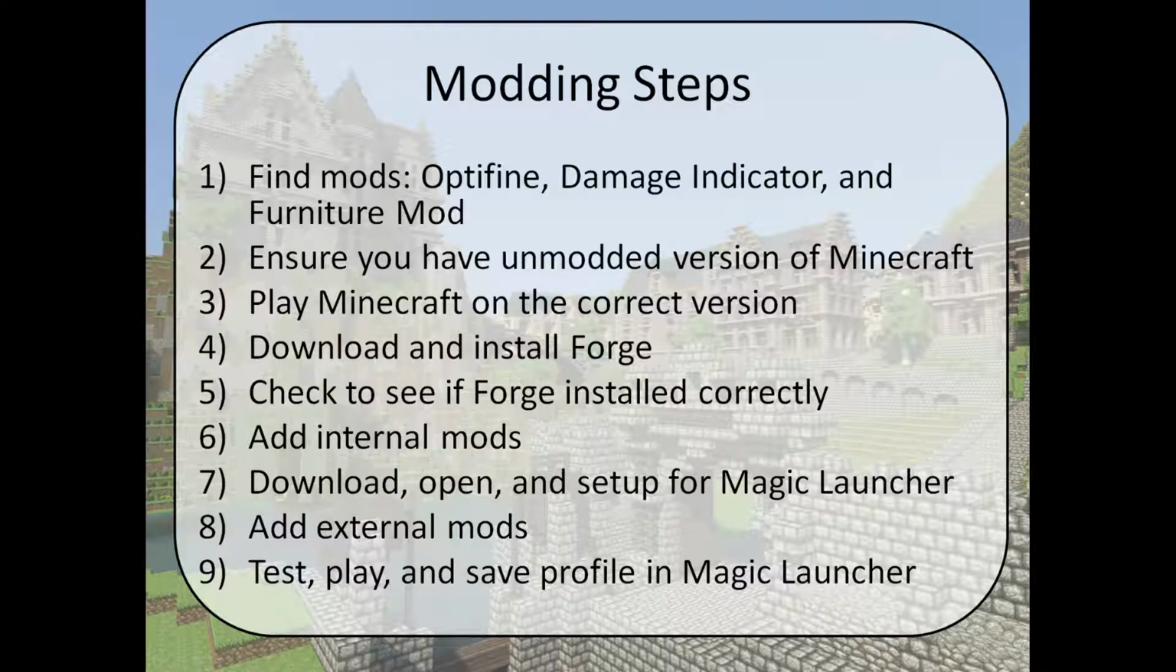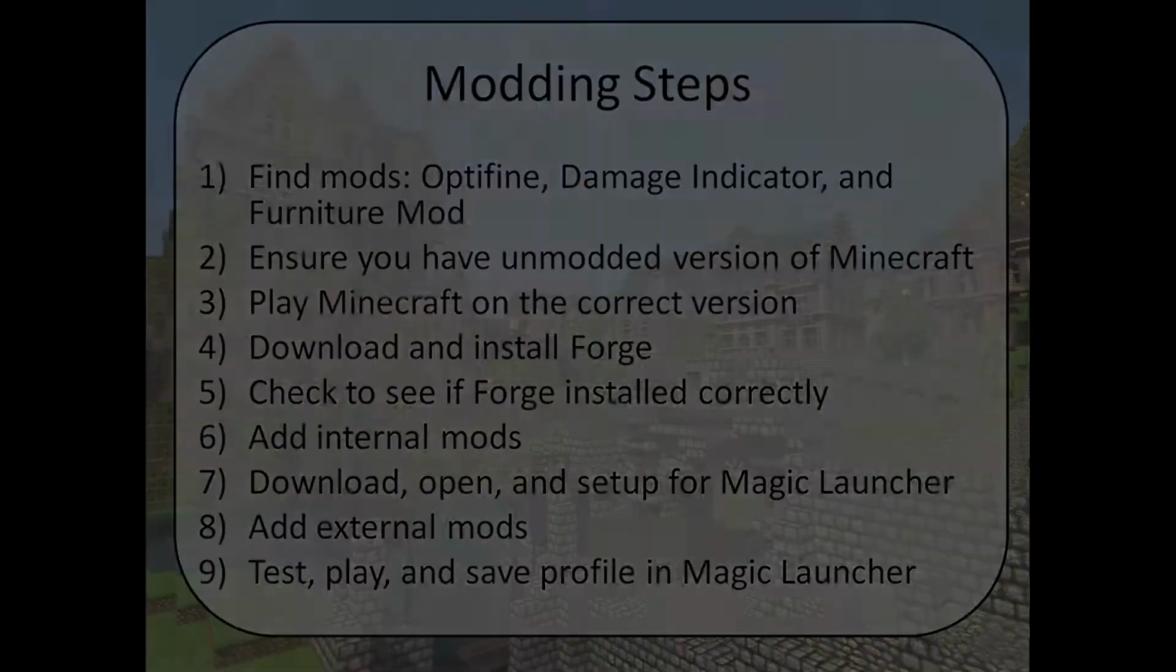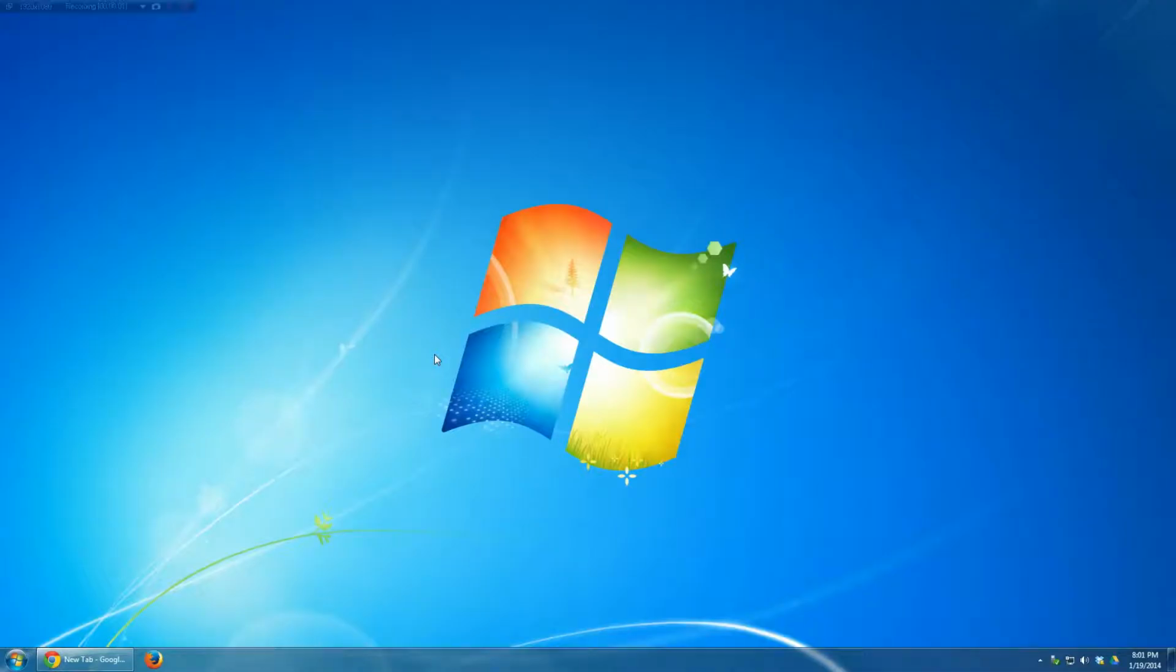Today we will be going over how to mod Minecraft using Magic Launcher and Forge. The steps to mod Minecraft are listed here. We will be using 3 mods to demonstrate how to mod Minecraft, and they are Optifine, Damage Indicator, and Furniture Mod.